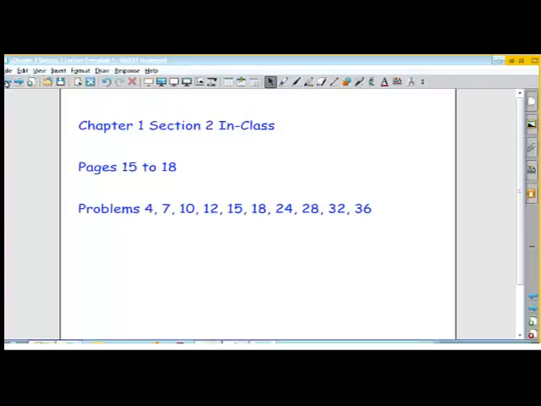So if you have your book, just open it up to Chapter 1, Section 2. And also, when you turn your homework in, write down the chapter and the section. Don't write the page number because that means nothing to me, and I have to then look it up.